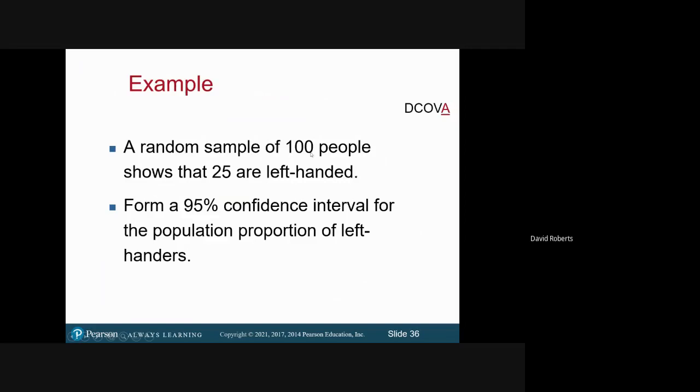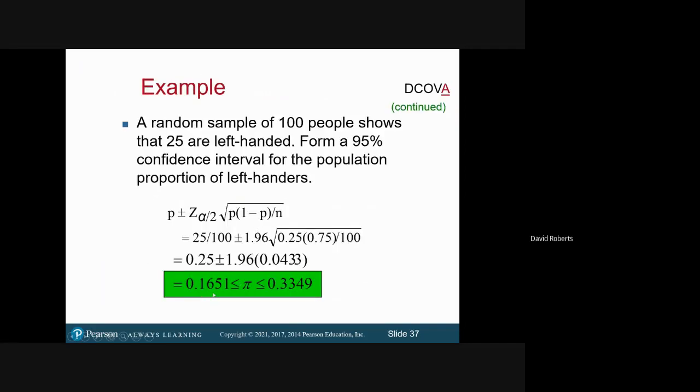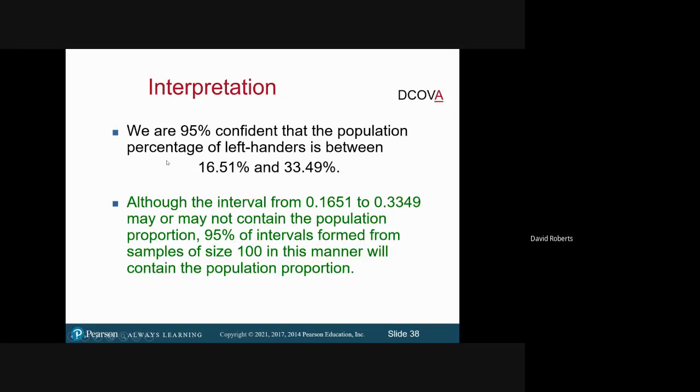So you've got 100 people, 25 are left-handed. With a 95% confidence interval, you say that it's between basically 16.51 to 33.49 of the population that's left-handed. So you can see it just states again what I just said.